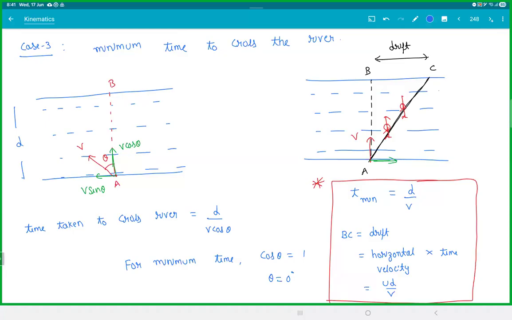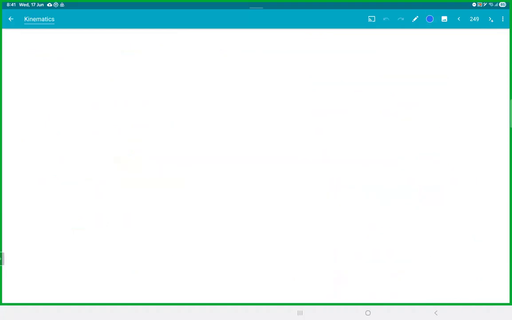This is your case 3. Case 4 is an interesting one. So there are total 4 standard cases here: with the river, opposite to the river, minimum distance, minimum time, and the minimum drift.